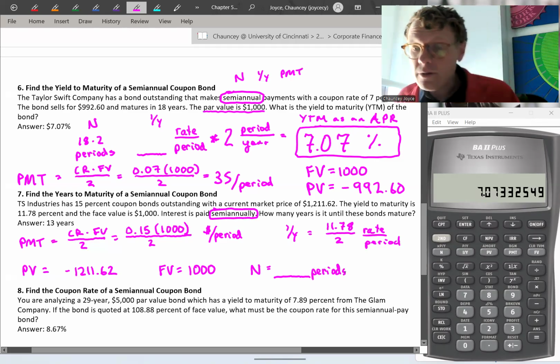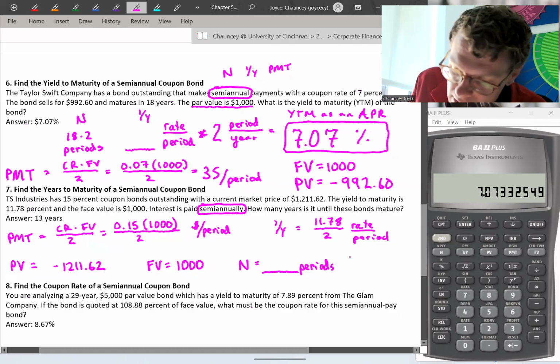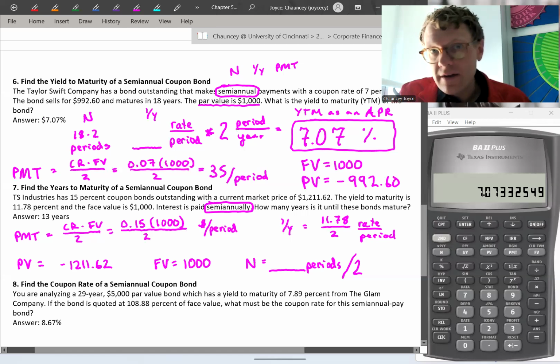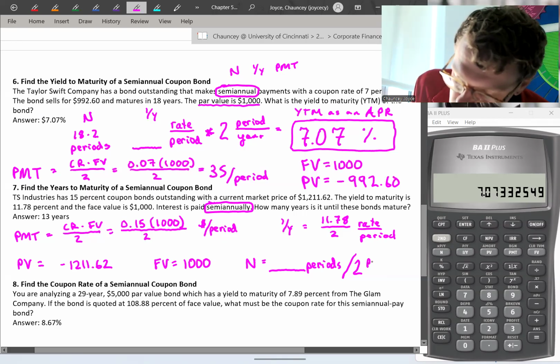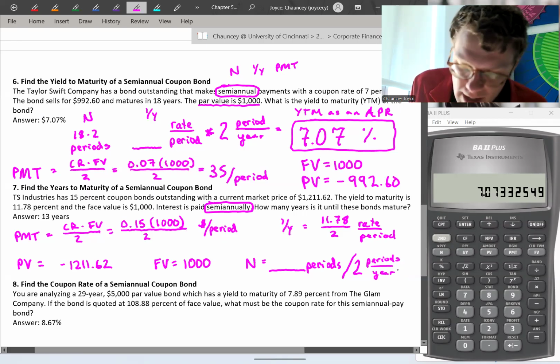So do we multiply or do we divide that by 2? Well, in this case, we need to divide it by 2 because there are more 6-month periods in a year than there are years in a year. So we have to divide that factor by 2 periods per year. That can trip up a lot of students.